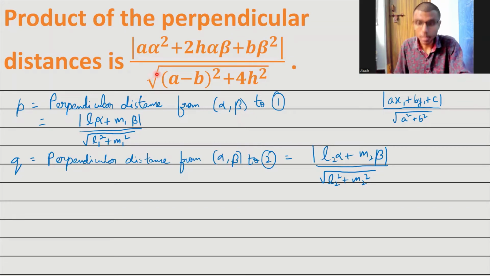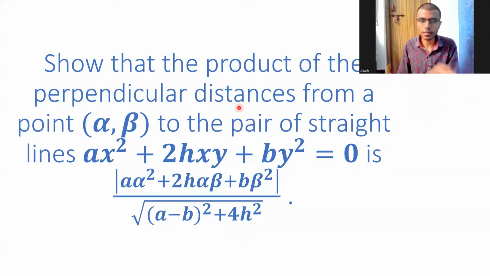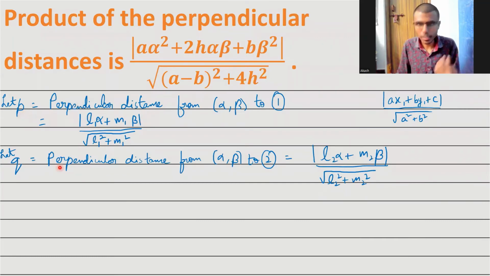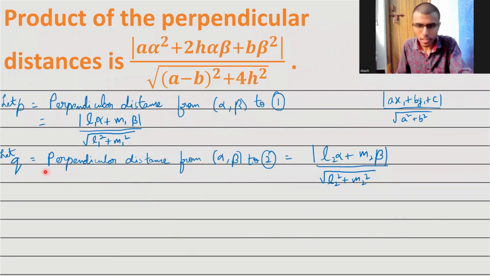Okay. Now, here you can just put let P is equal to this and let Q is equal to this, because it's nowhere given in the question that P and Q are given like this. Now, what is being asked is the product of the perpendicular distances from this point to two lines. So what are the two perpendicular distances, P and Q? I need to show that this product is going to be a alpha square plus 2h alpha beta plus b beta square by under root of this. Now basically I need to find out PQ and simplify it.